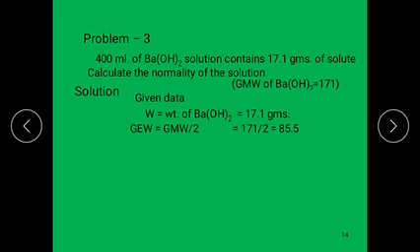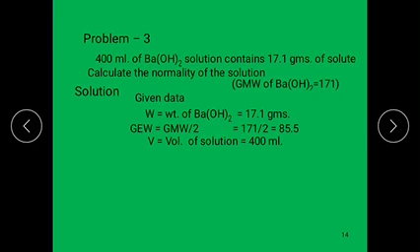Gram equivalent weight of barium hydroxide is the gram molecular weight of barium hydroxide divided by its acidity. Acidity means the number of displaceable hydroxyl ions from the base. Here the barium hydroxide produces two OH minus ions, so 171 divided by 2 is equal to 85.5.